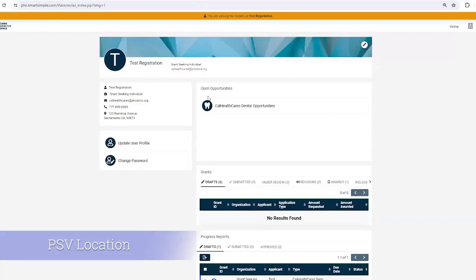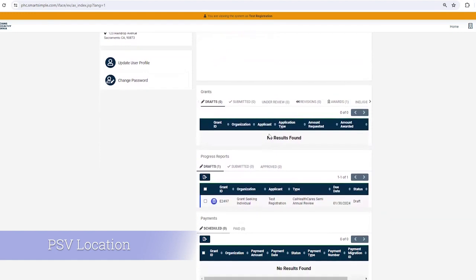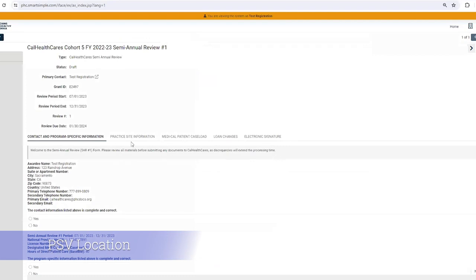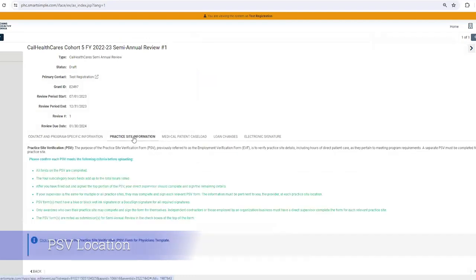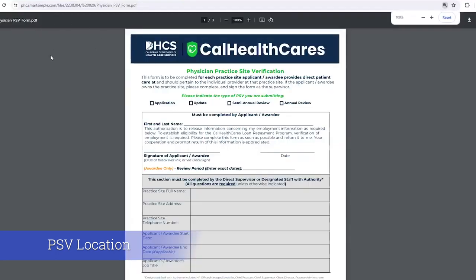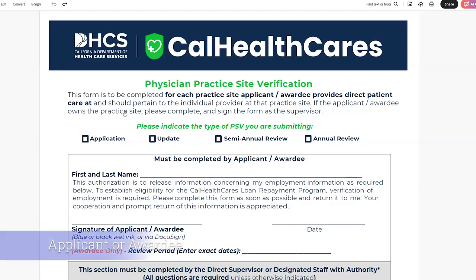You can also log into your Smart Simple portal at phc.smartsimple.com. Scroll down to the progress reports and click on the review that you want to submit. And you can download the PSV form from the Practice Site Information tab. Okay, so let's dive in.